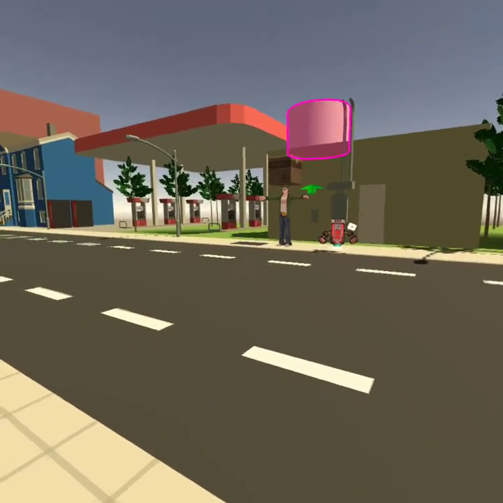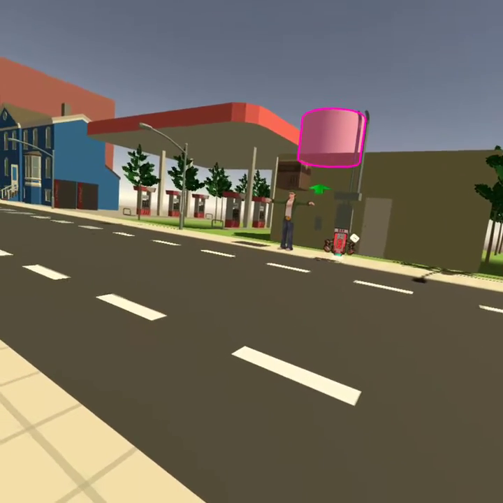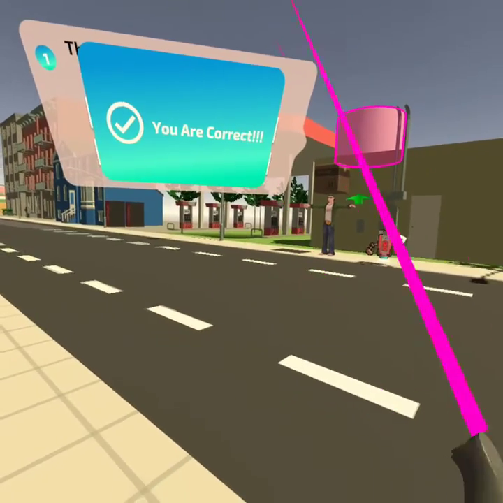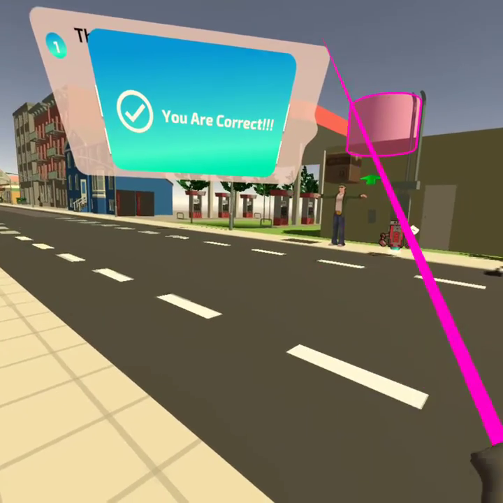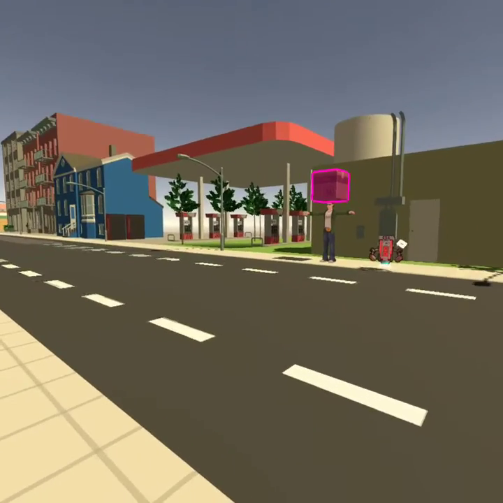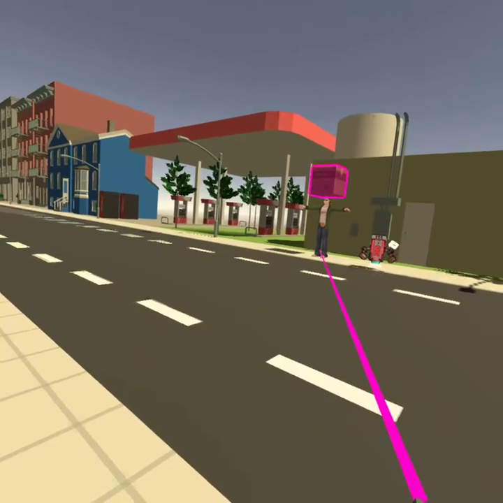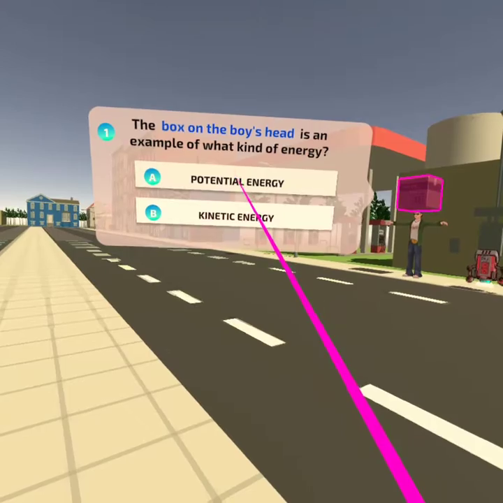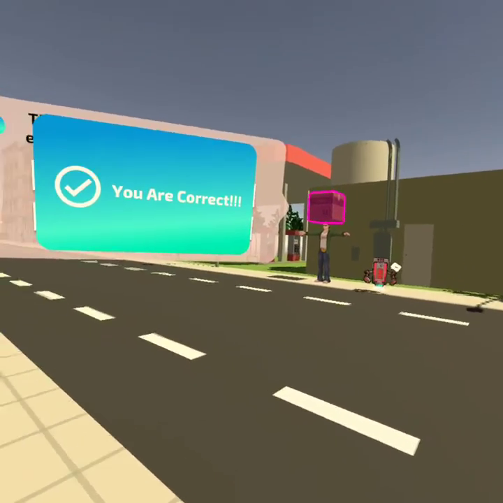This overhead tank up there is an example of what form of energy? Is it potential energy or kinetic energy? Correct. Good job. The overhead tank is at rest and therefore an example of potential energy. Look at that boy, he is carrying a box on his head as he waits for the bus. The box on his head is an example of what form of energy? Is it potential energy or kinetic energy? You got it right. You did good on the quiz. The box is at rest on his head, so it is an example of potential energy.